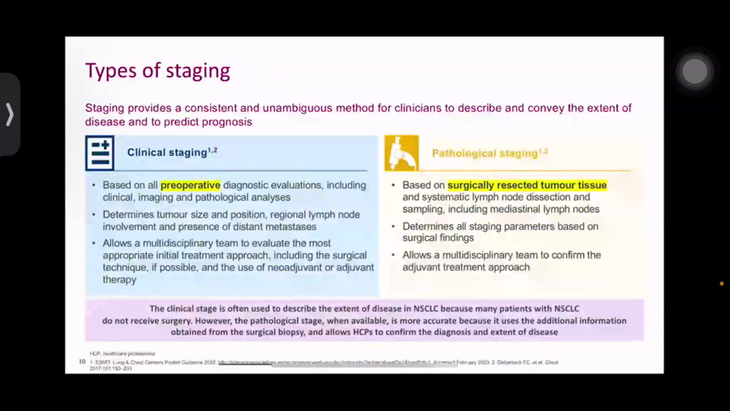So, types of staging, as we know: clinical staging and pathological staging. Clinical staging is based on all preoperative diagnostic workup, including clinical imaging and pathological analysis, which determines the tumor size, position, regional nodal status, and presence of distant mets. It allows the MDT, the multidisciplinary team, to plan the initial treatment approach, including surgical technique if feasible, and use of neoadjuvant or adjuvant therapy. Pathological staging is based on the surgically resected tumor specimen and determines all staging parameters based on surgical findings, and it also gives a pathway for the adjuvant treatment approach.